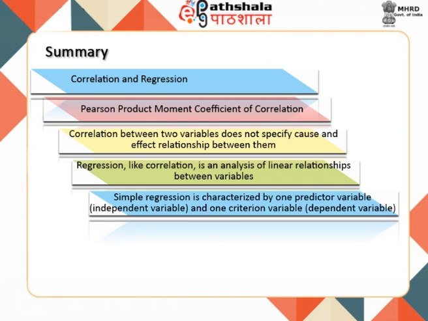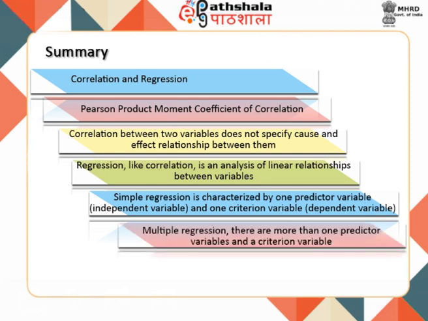Simple regression is characterized by one predictor variable and one criterion variable. In multiple regression, there are more than one predictor variables and a criterion variable.